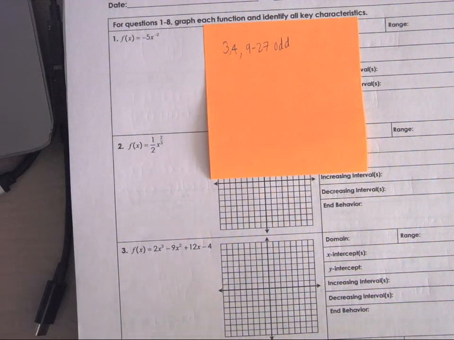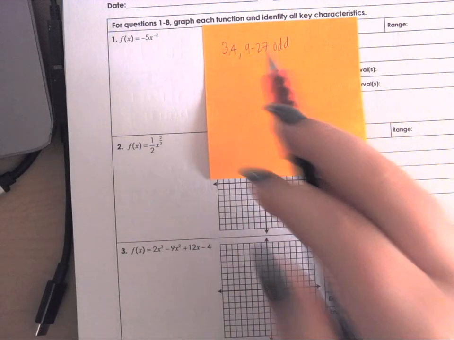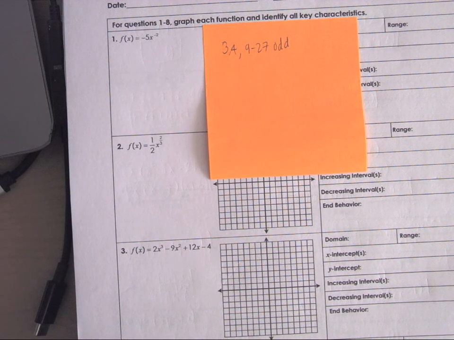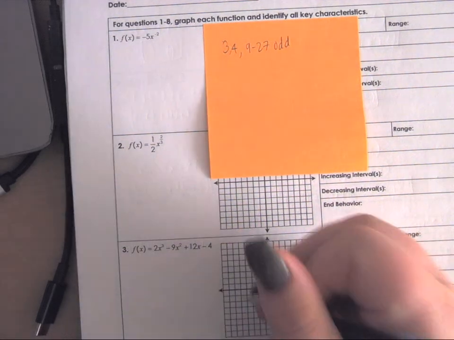Made possible by popular demand, the answers to the Chapter 8 practice test. Okay, so these are the problems that you're supposed to do, 3, 4, and 9 through 27 odd. So we're going to start with number 3.